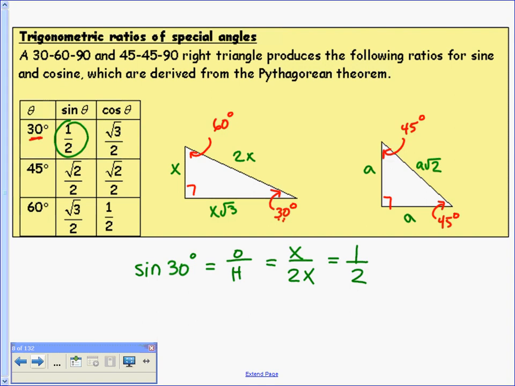Okay, and let's try one more so that you can see how it works. Let's try the cosine of our 30-degree angle. Cosine of our 30-degree angle is going to be the adjacent over the hypotenuse, and the adjacent is going to be x√3. Our hypotenuse is going to be 2x. We simplify by canceling out our x's, and we get √3 over 2. Okay, so the cosine of a 30-degree angle is going to be √3 over 2. Sine of a 30-degree angle is 1/2. And so you need to know each of these.